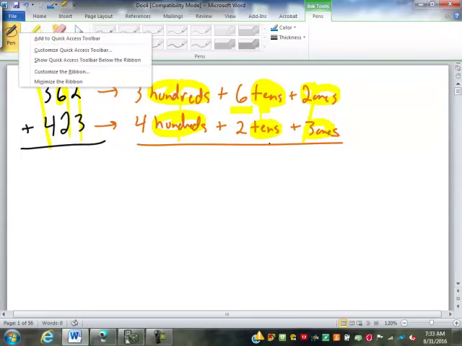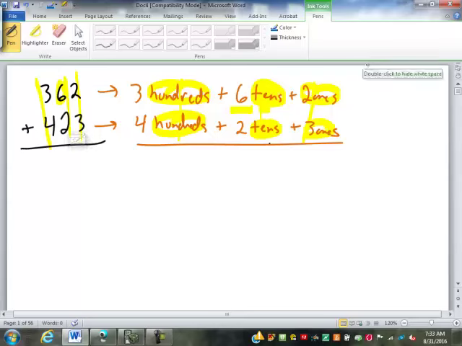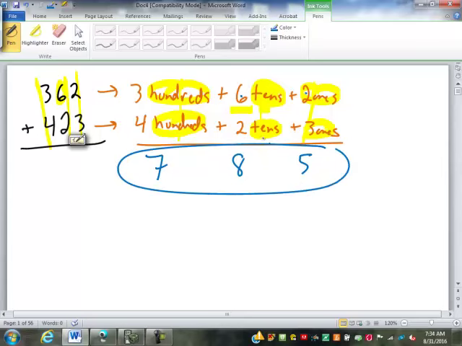Once the columns are lined up, we can add down our columns. 300s and 400s make 700s. 6 tens and 2 tens make 8 tens. 2 ones and 3 ones make 5 ones. We get 785. Now some of you might be looking at that thinking, that didn't look quite right. What did I do differently from what you were taught to do?